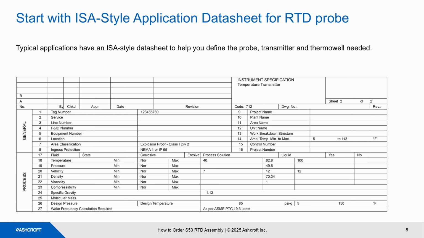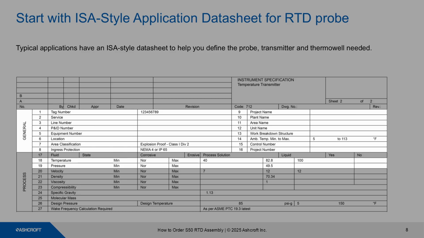The first section here that we're looking at is the general specifications of the application. And here we will see things like where the area classification is, what are the parameters of temperature and pressure, and what materials this thermowell will be in.